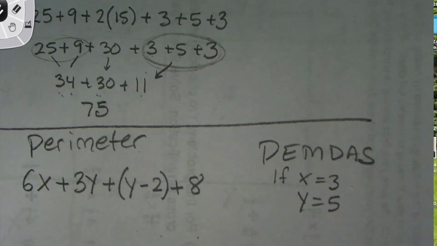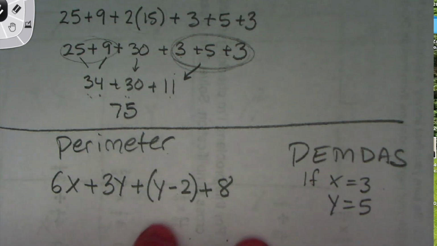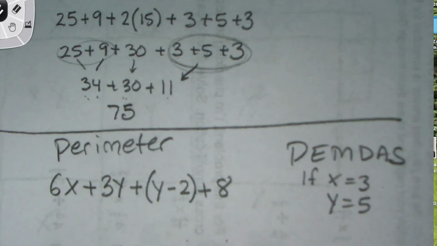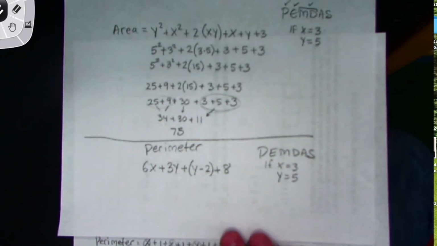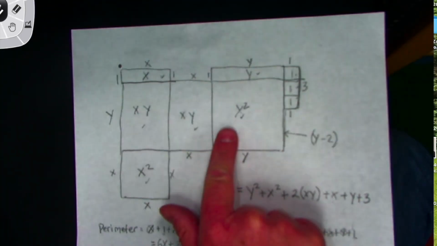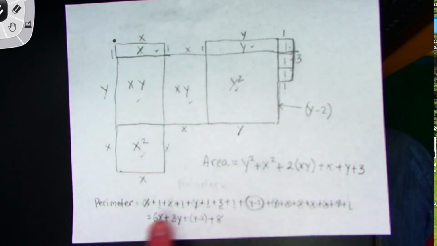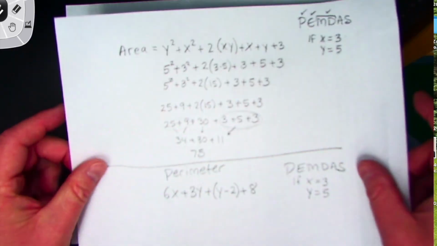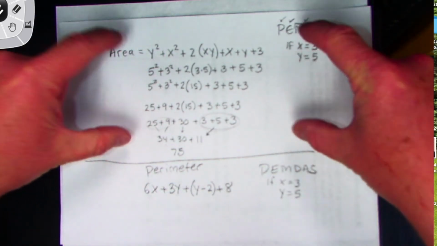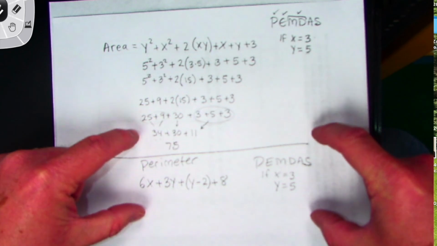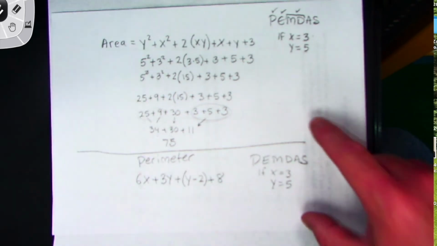This is one of your last homework assignments you will have for this school year. In your notes, I want to see all of this, the whole kit and caboodle. I want to see this drawing. I want to see this area and perimeter that we figured out. And I want to see you solving for area here and solving perimeter here.